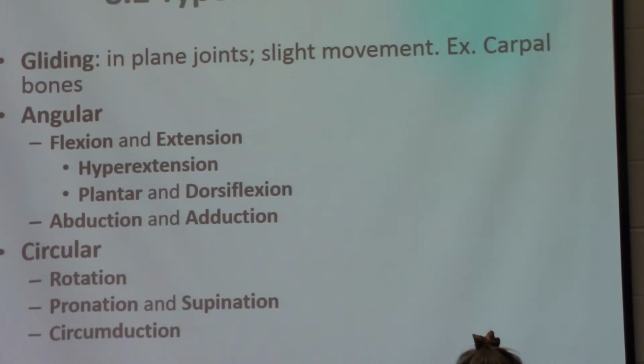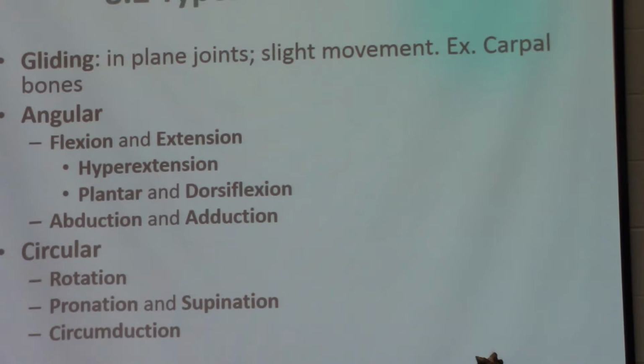Okay, so the types of movement. Gliding movement is when the two planes in a joint show slight movement. They're sliding on top of each other. That movement which is seen in the case of carpal bones is the gliding movement.